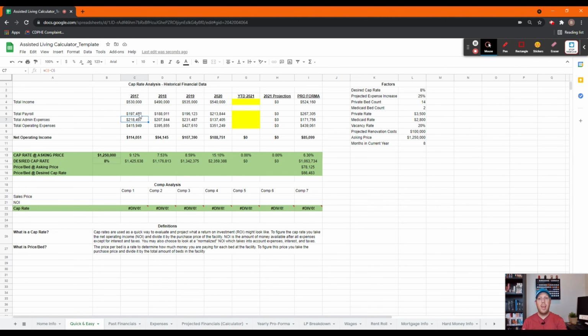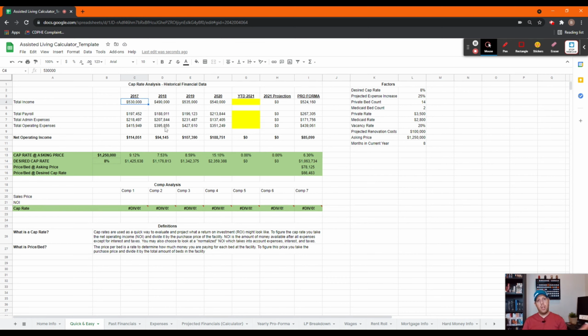What you really need to know is you enter this number and you enter that number, and then this number is going to populate itself. Okay. This is a number that you're going to enter in. This is all of the income that's coming into the facility. You're going to do that for historical years.